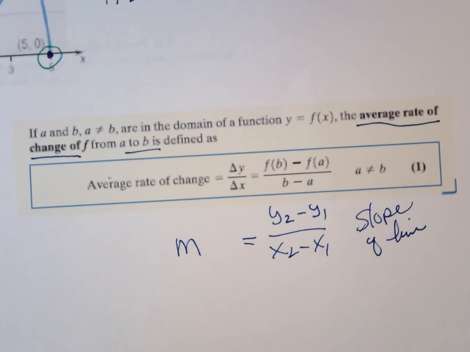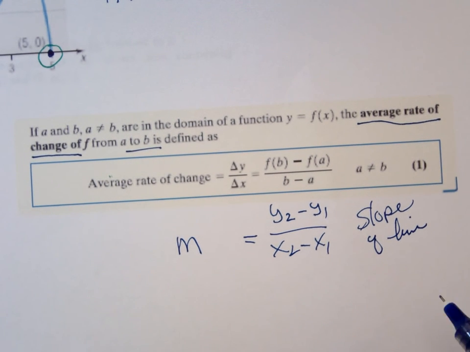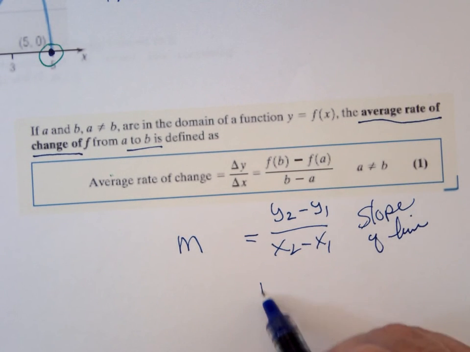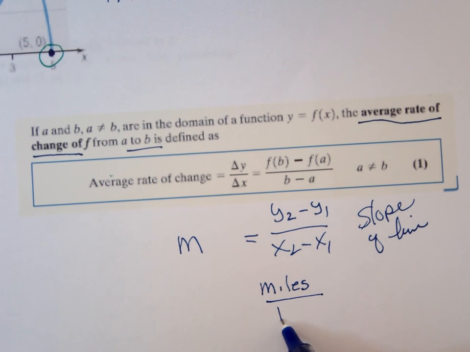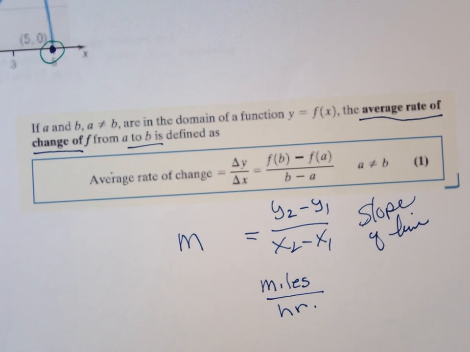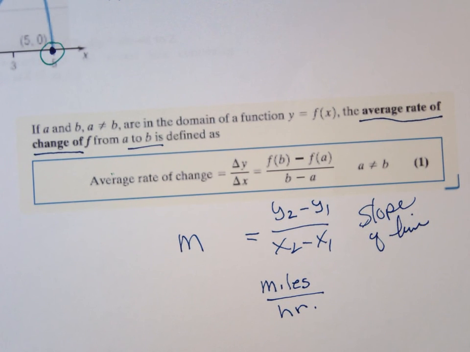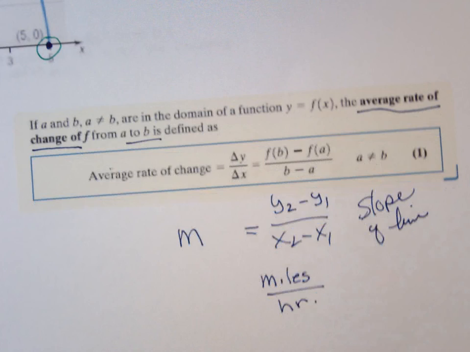And we've already seen that, haven't we? We've had to worry about how things change. So miles per hour is a rate of change. Feet per second is a rate of change. Dollars per pound is a rate of change. Rates of change.